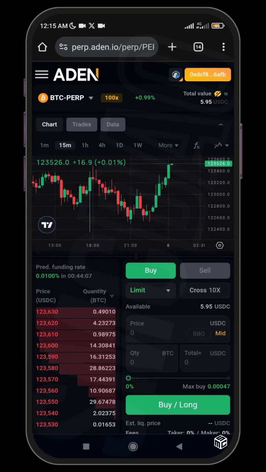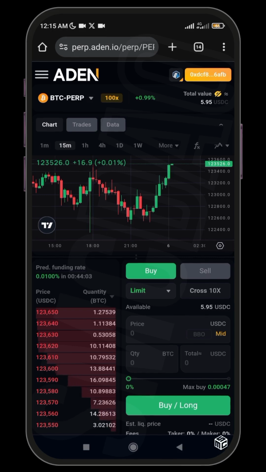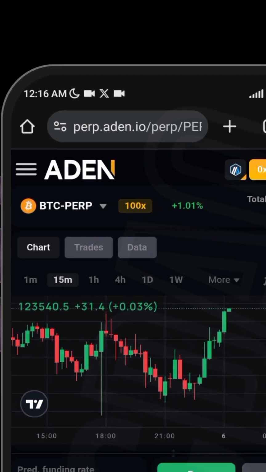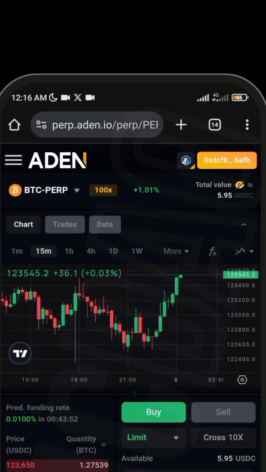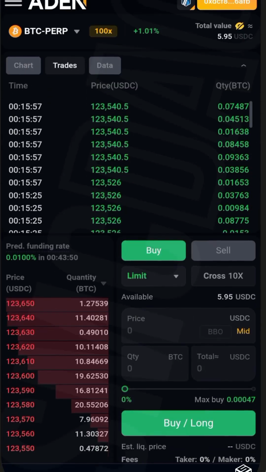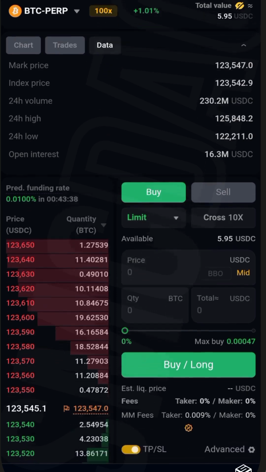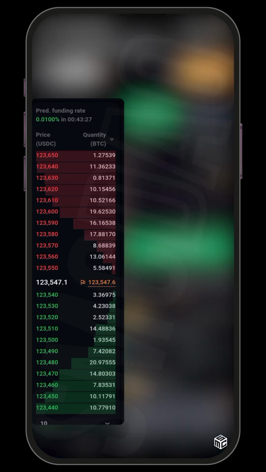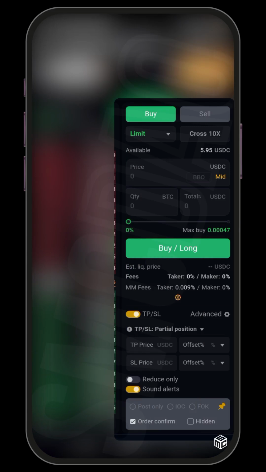Now let's quickly navigate through the Aden Perp and open a trade position. The pair is currently on BTC and the 100x close to it is the maximum leverage one can get for trading BTC on Aden. We have charts showing visual representation of price at different intervals. We have trades showing current buys and sells. We have data showing details of the coin. When you scroll down, we have the order book on the left showing present and potential future market activity, while on the right we have the order types and leverage.